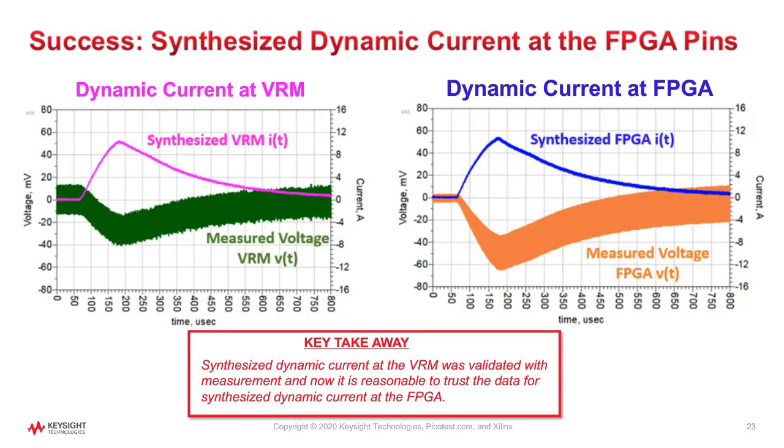The 10 amp step load caused an initial droop, but after all the toggling flip-flops get turned on and the power supply catches up, the steady-state dynamic current is quite small.